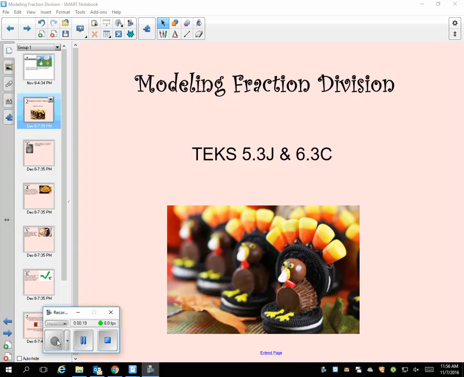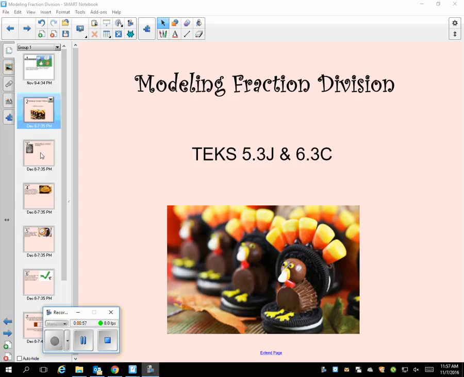TEKS 5.3J. It says, I can represent division of a unit fraction by a whole number and the division of a whole number by a unit fraction, such as 1/3 divided by 7 and 7 divided by 1/3, using objects and pictorial models, including an area model. So that TEKS right there tells us that we're going to be working with models today. And 6.3C says, I can represent integer operations with concrete models. So today we're strictly going to be working with models.